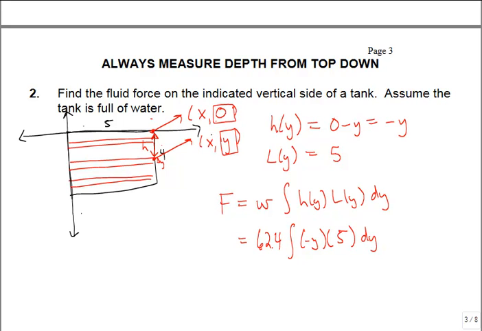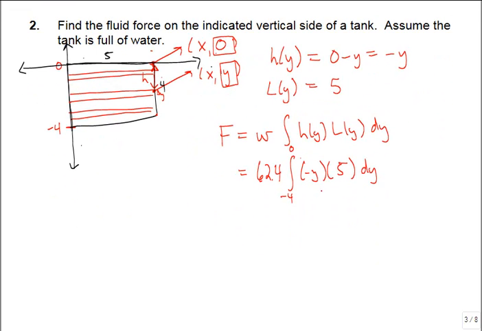Now we just need to figure out our bounds here for y. If y is starting at the top, then that's going to be 0, right? And I want to go all the way down to the bottom of my rectangle, which would be on my coordinate system at a height of negative 4. So I need to go from negative 4 up to 0. So my bounds are going to be negative 4 up to 0. So that's the integral that I want to solve.